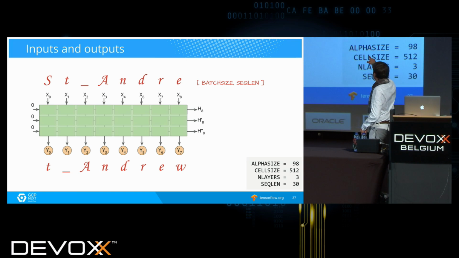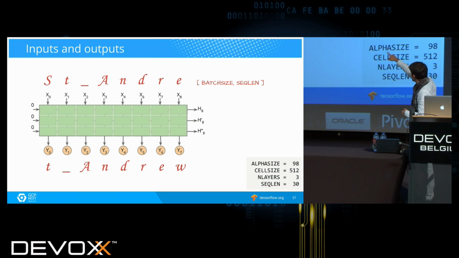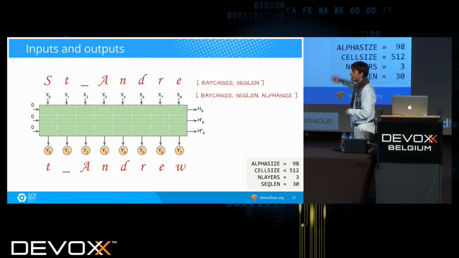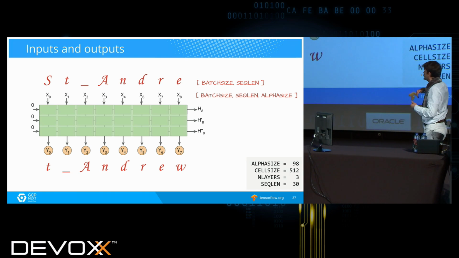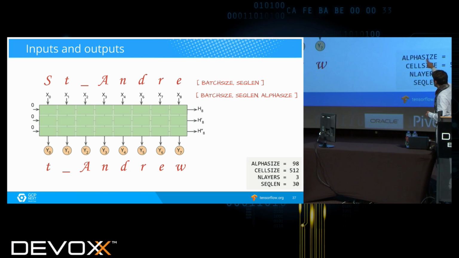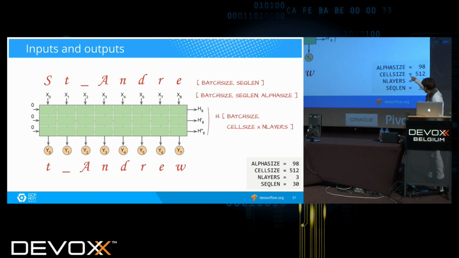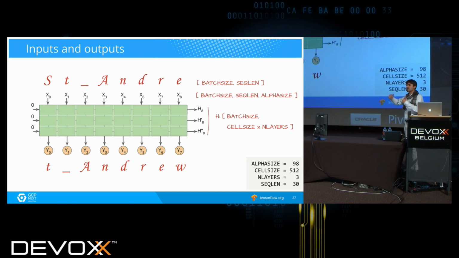So the input characters, I will have a number of those sequences in a batch, and each sequence is of length sequence length. My x's are the one-hot encoded equivalents of those characters. So again, I will have a certain sequence length, number of them in a sequence, and each one of them is a vector of alpha size elements. That's for the one-hot encoding. My internal state, how big is this internal state? Well, batch size is the first dimension, of course, and those H's are of size cell size, that's the internal size of the cell. I have 3 of them because I have stacked 3 cells, so it's cell size multiplied by the number of layers.